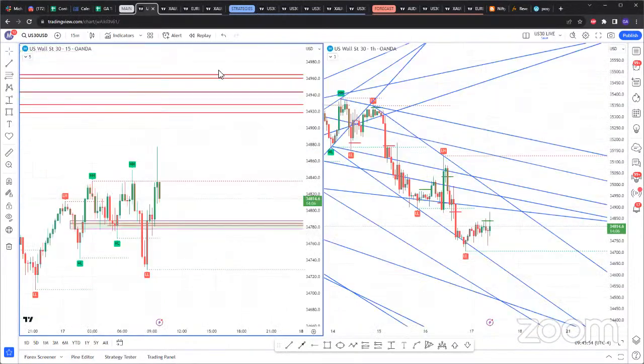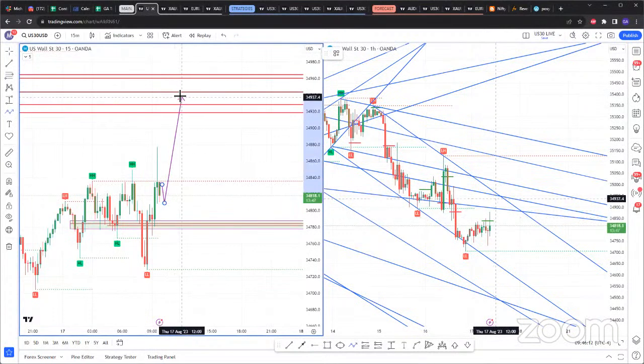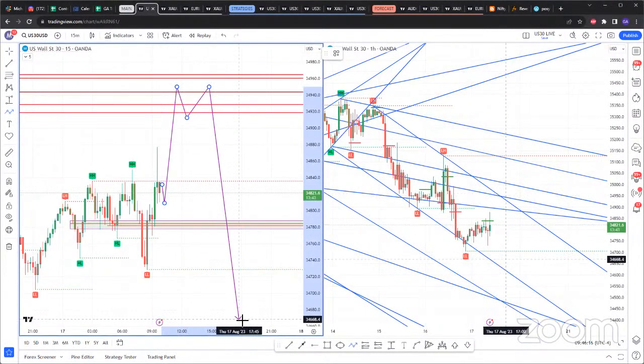So for me, since I'm still looking for sells on US 30, I think US 30 is going to push up slightly right now, and you can see on the hourly time frame we have this trend line to the upside. So in my opinion, I think US 30 will pump up, come into this zone and pick up that sell side liquidity, and then drop back down.